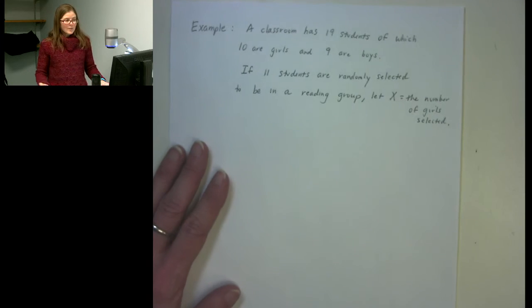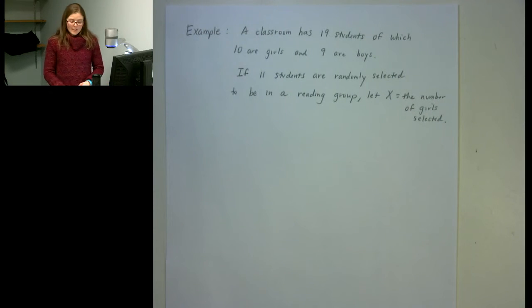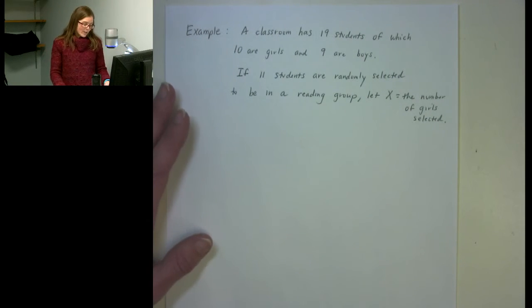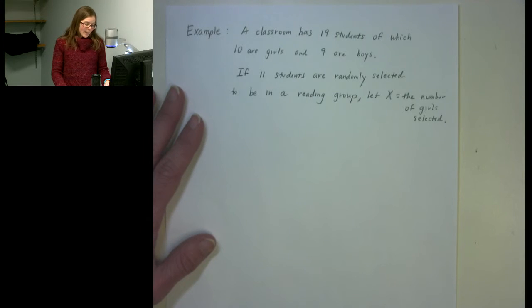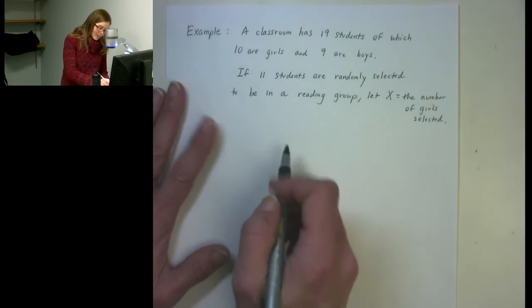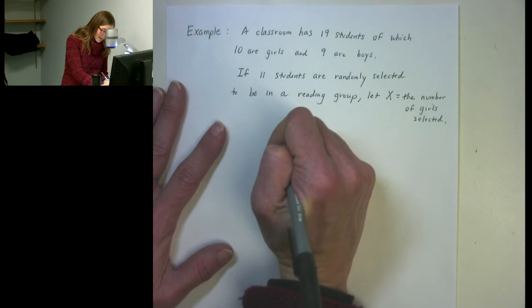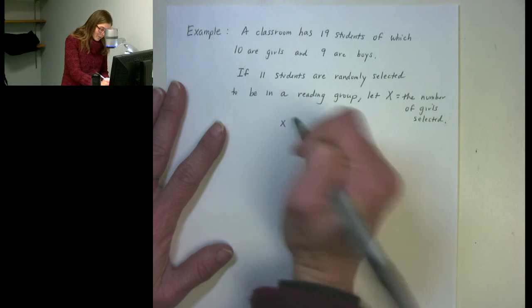Quick example. A classroom has 19 students, of which 10 are girls and 9 are boys. If 11 students are randomly selected to be in a reading group, I'm going to let x be the number of girls who end up being selected. Notice a couple things. First of all, we can see that x is the number of girls selected.